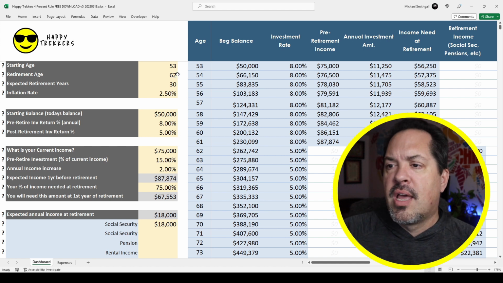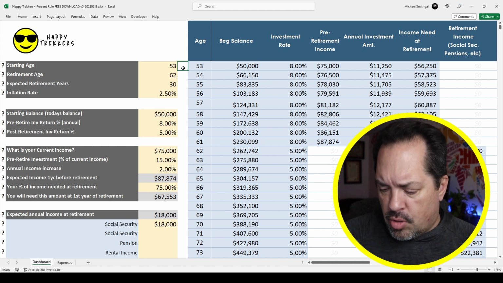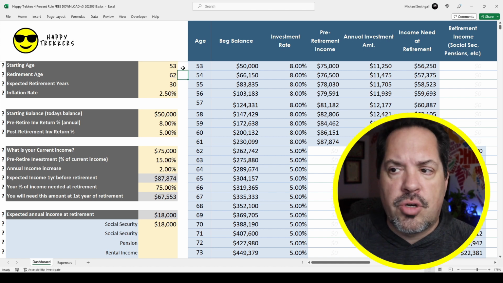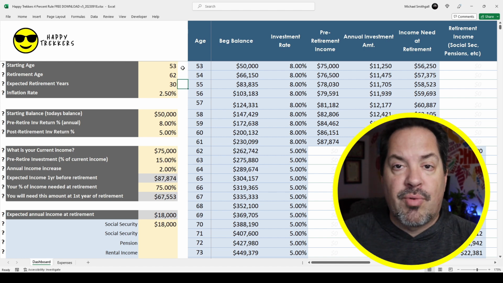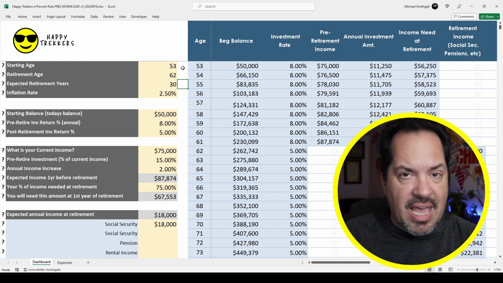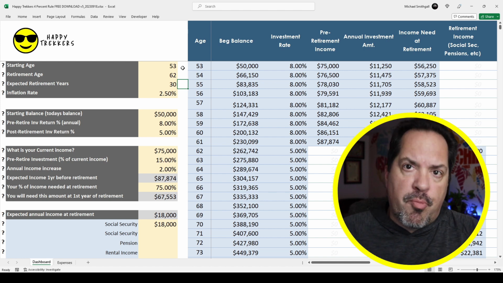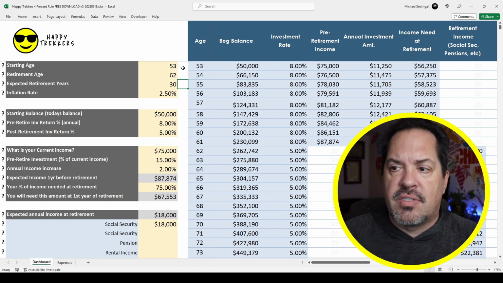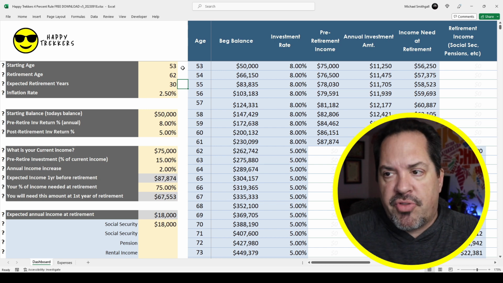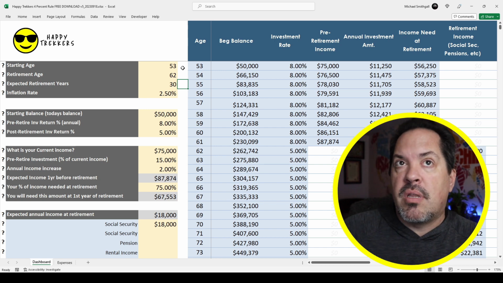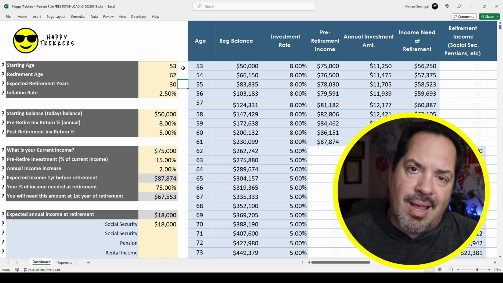So let's go through this. Let's say this person is 53 years old. They are going to retire at 62, and they're going to be retired for 30 years. Okay, that's a nice long retirement, probably in excess. Say a man, in my case, 30 years, 92. Could it happen? Yeah, it could. Will it happen? We'll see.